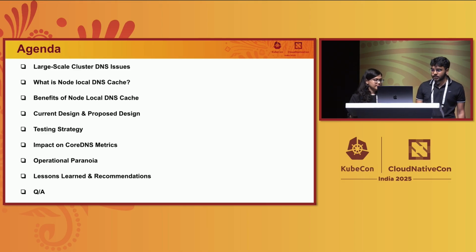Now let's look at the agenda for this session. Firstly, we'll be looking at DNS issues in large-scale Kubernetes cluster, what is Node Local DNS Cache and its key benefits, current and proposed design for DNS in Kubernetes cluster, testing strategy, impact of Node Local DNS Cache on CoreDNS metrics, operational paranoia, lessons learned and recommendations, and finally, we have the Q&A.